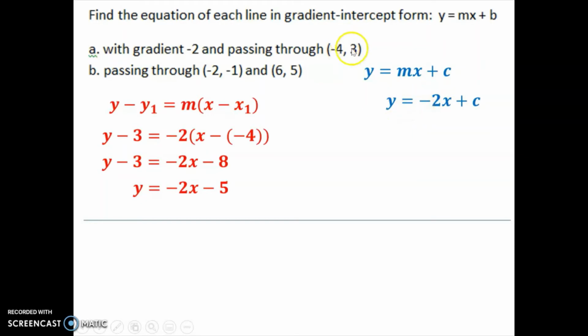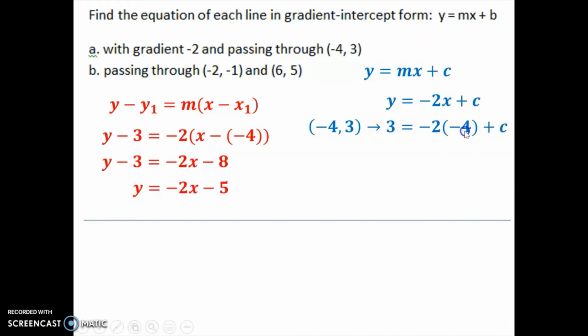Well, we are given a point. So why don't we put the point we know into this equation? And the point we know represents an x value and a y value. So we can actually replace the y value and the x value here in order to solve for C. So I'm putting the point -4, 3 into it. Y becomes 3 and x becomes -4. So I've replaced the values there. And now I have an equation with the only unknown being C, so I can solve for C.